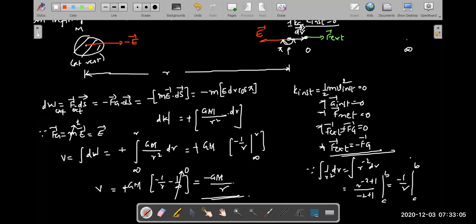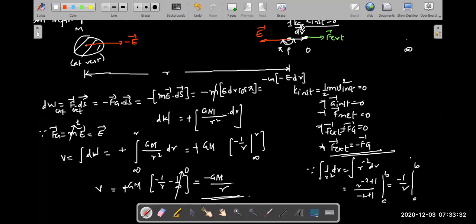Cos pi will be how much? Cos pi is minus 1. So this will be minus m e, I mean minus e dr. Sorry, minus m times e times dr. Is that right? Yes, sir. Minus of minus, that becomes how much? Plus. Plus m e dr. Clear?